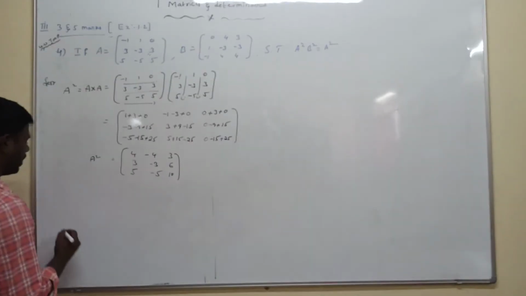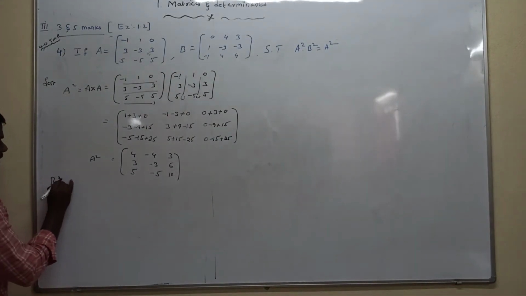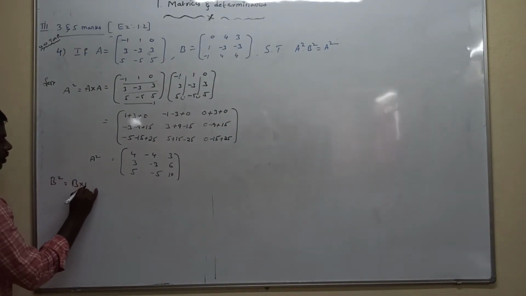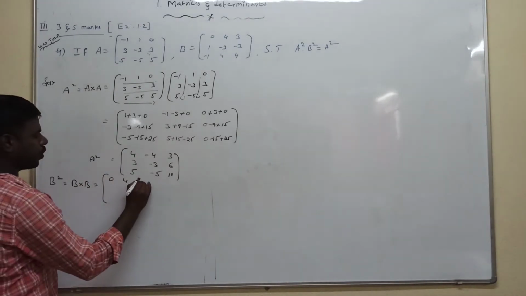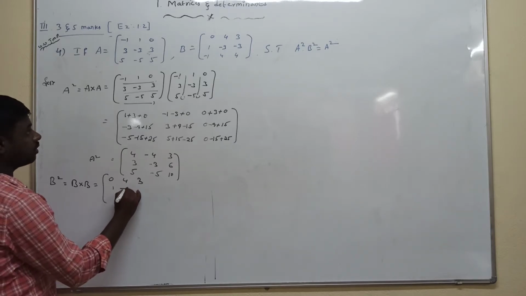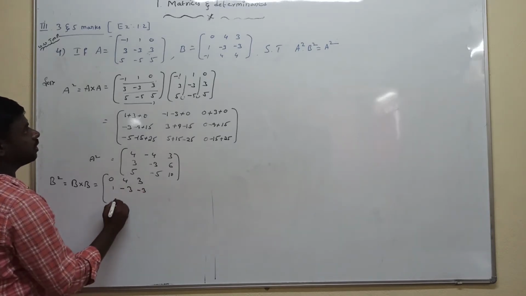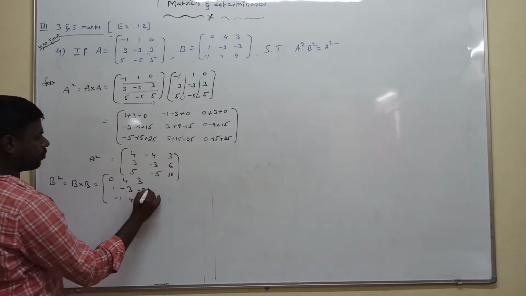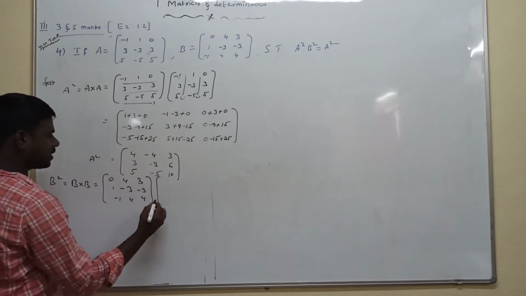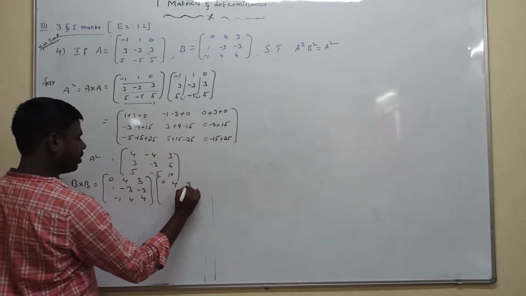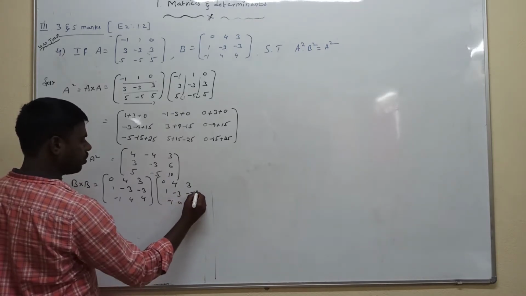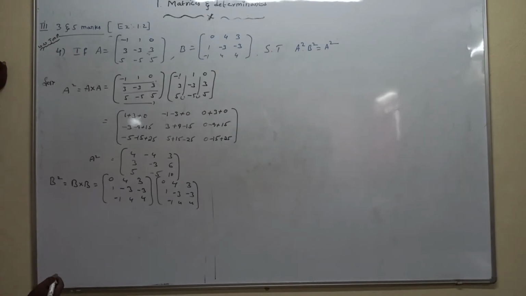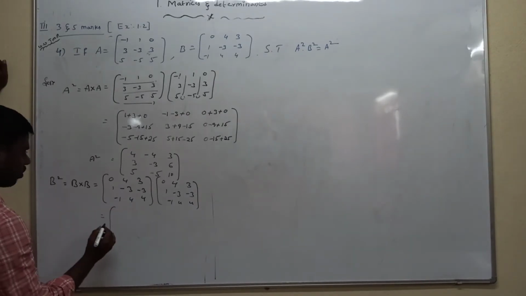Next we need to calculate B square, means B into B. So the B matrix is [0, 4, 3; 1, -3, -3; -1, 4, 4]. Again substitute the B matrix, [0, 4, 3; 1, -3, -3; -1, 4, 4]. So now the product of those two matrices, first row, first column.